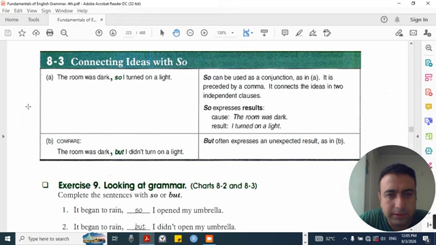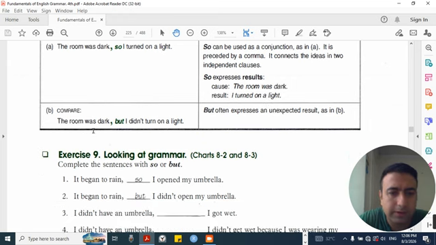8.3. Connecting ideas with so. A. The room was dark, so I turned on a light. So can be used as a conjunction, as in A. It is preceded by a comma. It connects the ideas in two independent clauses. So expresses results. Cause: the room was dark. Result: I turned on a light. B. Compare. The room was dark, but I didn't turn on a light. But often expresses an unexpected result, as in B.